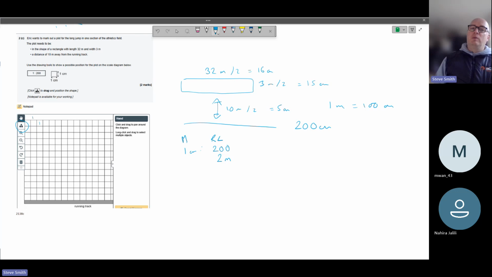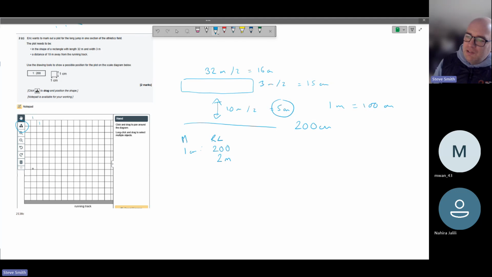So we can now see our scale from real life onto our map was clearly just divide by 2. 200 on there, but that's centimeters. So in real life, it's 2 meters. So that's helped us a load. We can now say that 1 centimeter is 2 meters. So we've got to be 10 meters or 5 centimeters away from the running track.